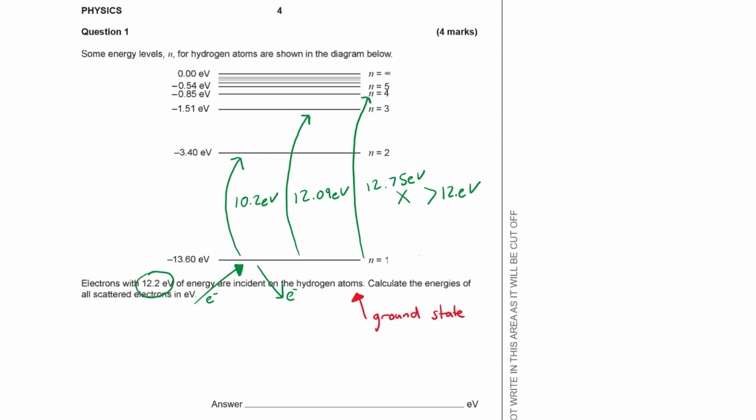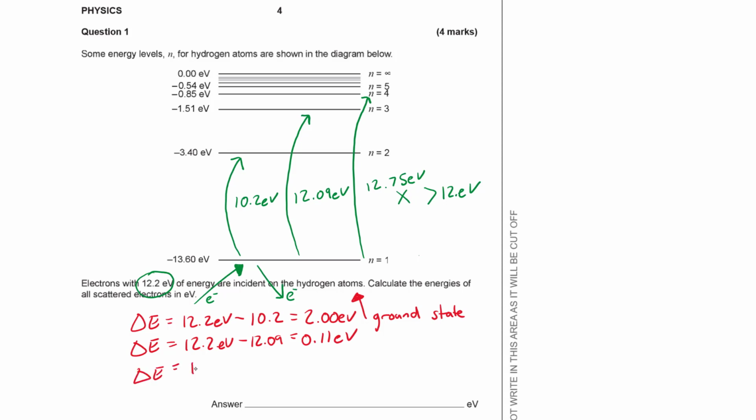So what you want to do, when you're doing your calculations, is find out how much energy is left over. So 12.2 electron volts in the electron, subtract the 10.2, and you'll end up with 2.0 electron volts for the first one. And the next one will be 12.2, subtract 12.09, and you'll end up with 0.11 electron volts. And finally, the elastic case is where you have 12.2 electron volts, but no energy transfer has taken place. So it's going to be 12.2 electron volts.